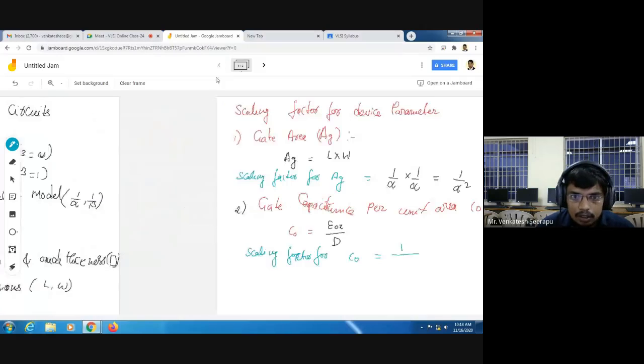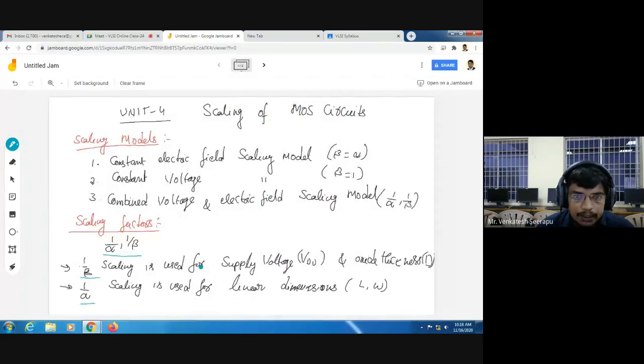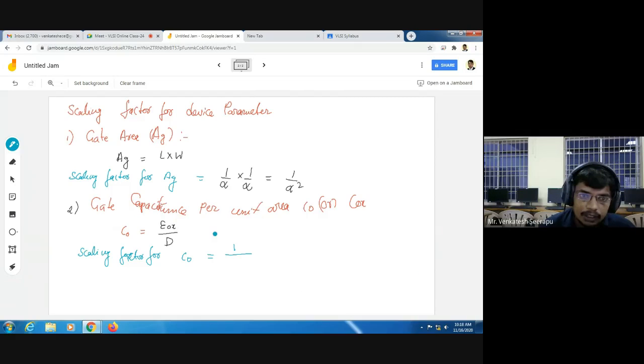See here, only 1 by beta is the scaling factor for supply voltage and other voltages and oxide thickness. For VDD or any other voltage, the scaling factor is 1 by beta. Likewise, for oxide thickness the scaling factor is also 1 by beta. For all the remaining ones, the scaling factor is 1 by alpha. So what is the scaling factor for D now?